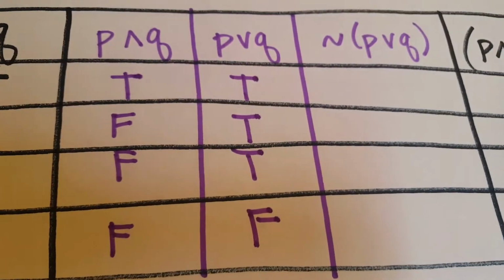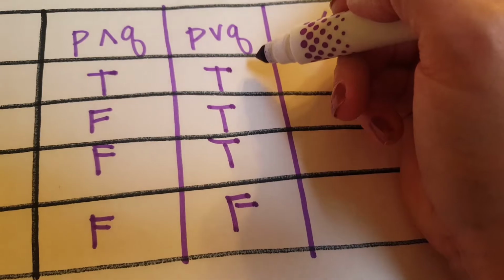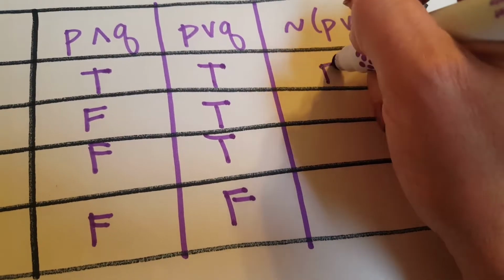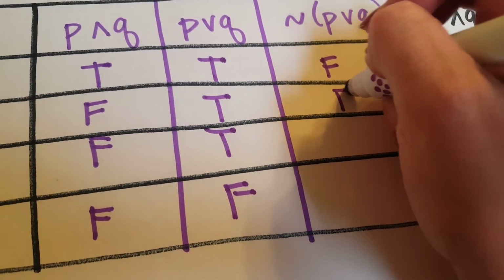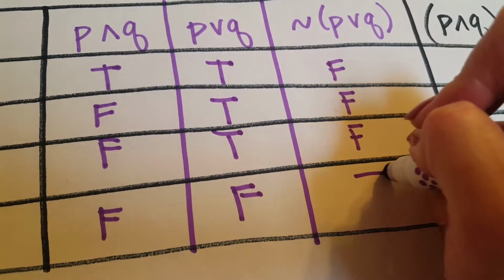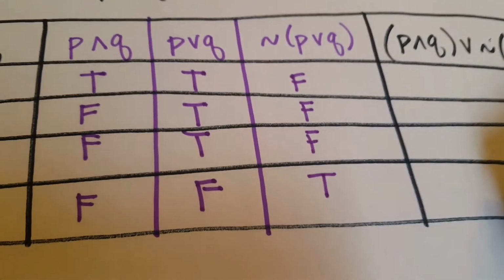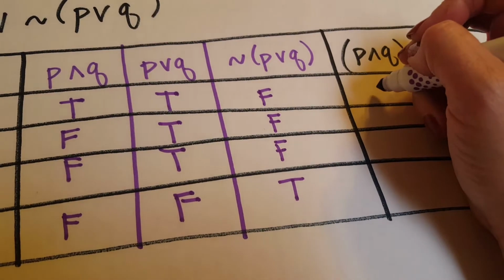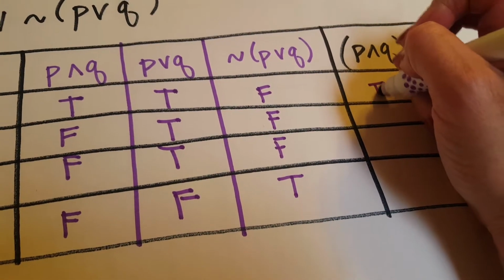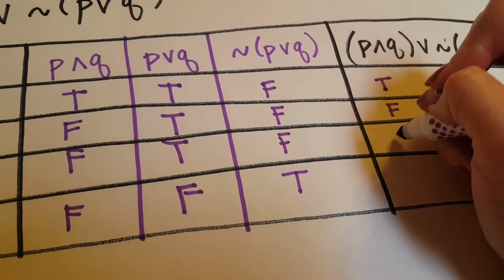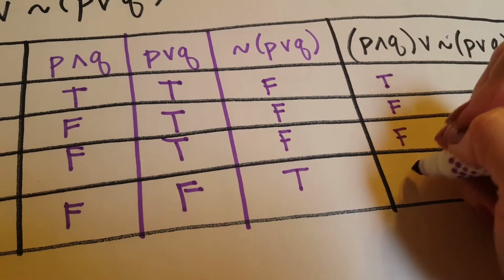Okay, tilde P or Q. We want to do the opposite of this column I just created. So the opposite would be false, false, false, true. All right, we've got one last thing here. We're going to now glue it all together. Now, some students like to go ahead and write an equation. So here would be true, false, false, false.